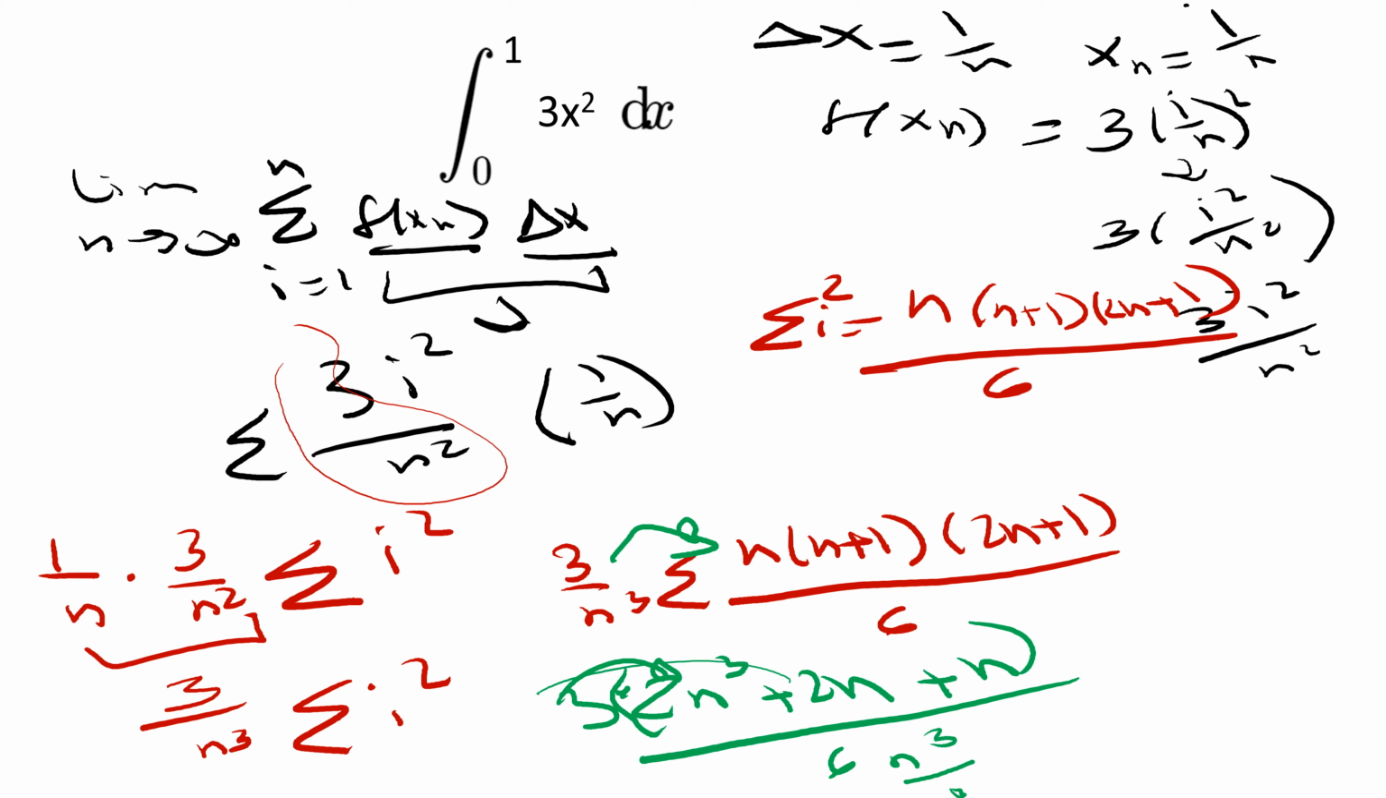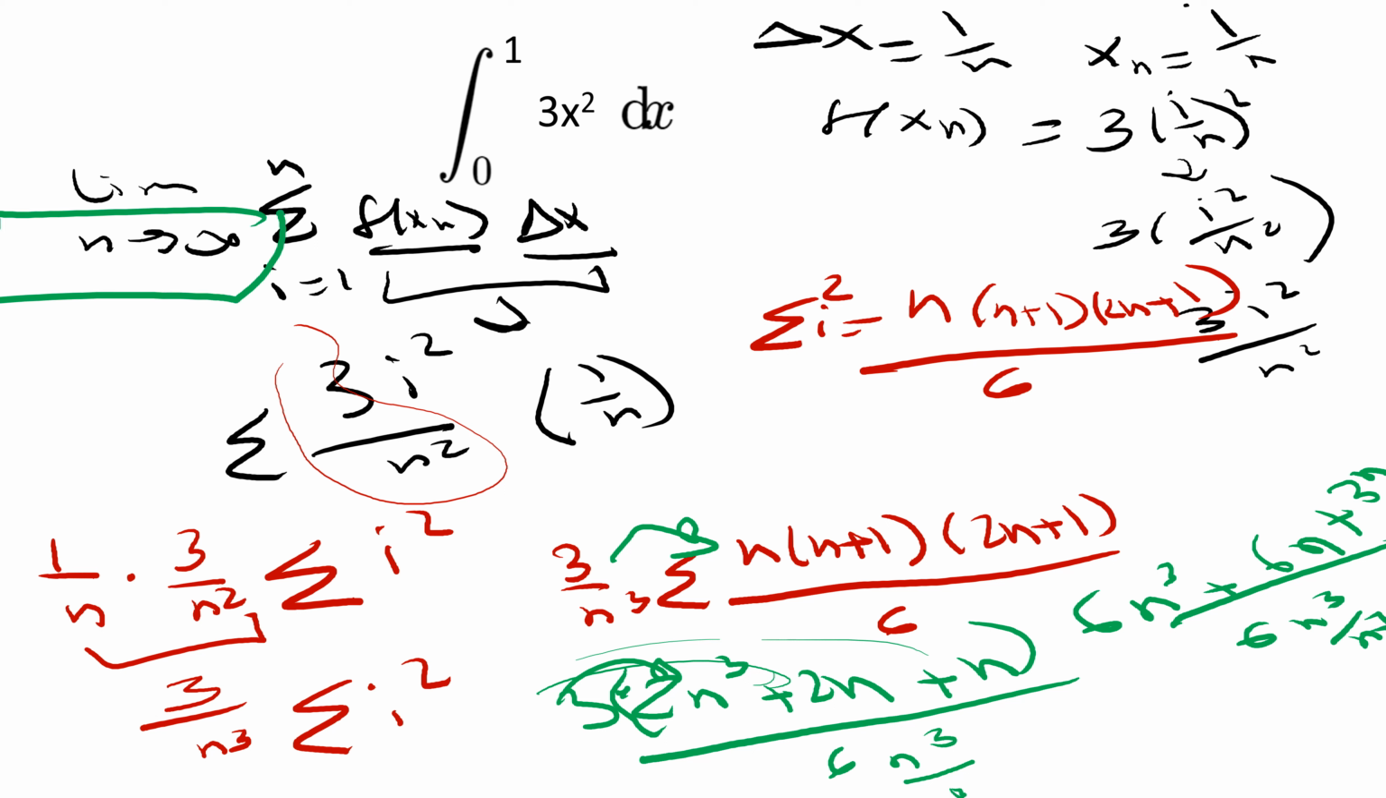I will multiply by 3 first, it's better, so I don't confuse myself. This will be 6n cubed plus 9n squared plus 3n divided by 6n cubed. I will divide by the highest power because we have n approaching infinity. Dividing that, this term will give us 0, this will give us 0. 6 divided by 6 equals 1. So this is the answer, 1.